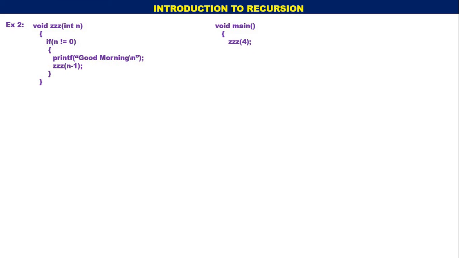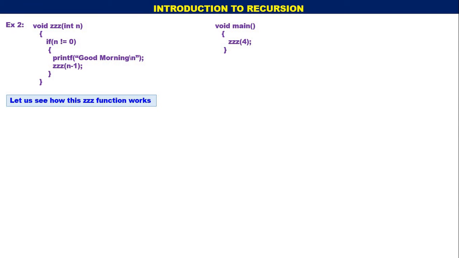Now let us take another example. Example number 2. The same function zzz, but there is a parameter here, int n. So now if n is not equal to 0, carefully understand the condition. We are having a condition here. If n is not equal to 0, print good morning and call zzz of n minus 1. Now the main program will call zzz of 4, simply some parameter 4.